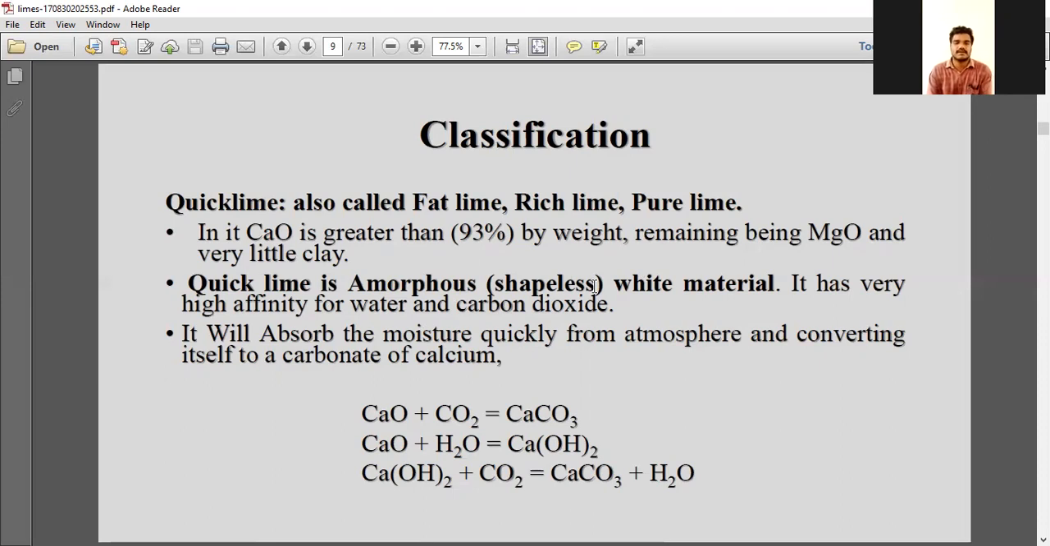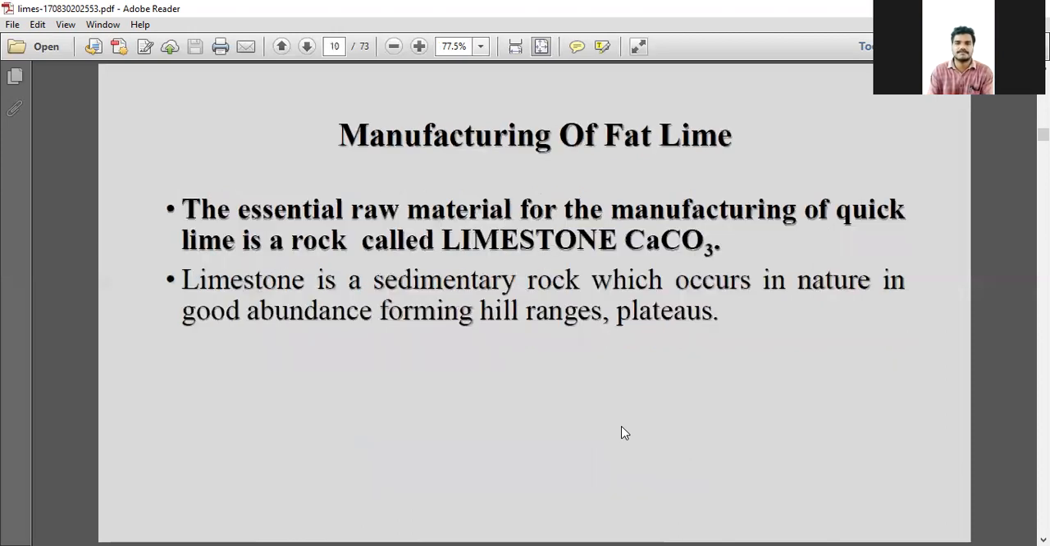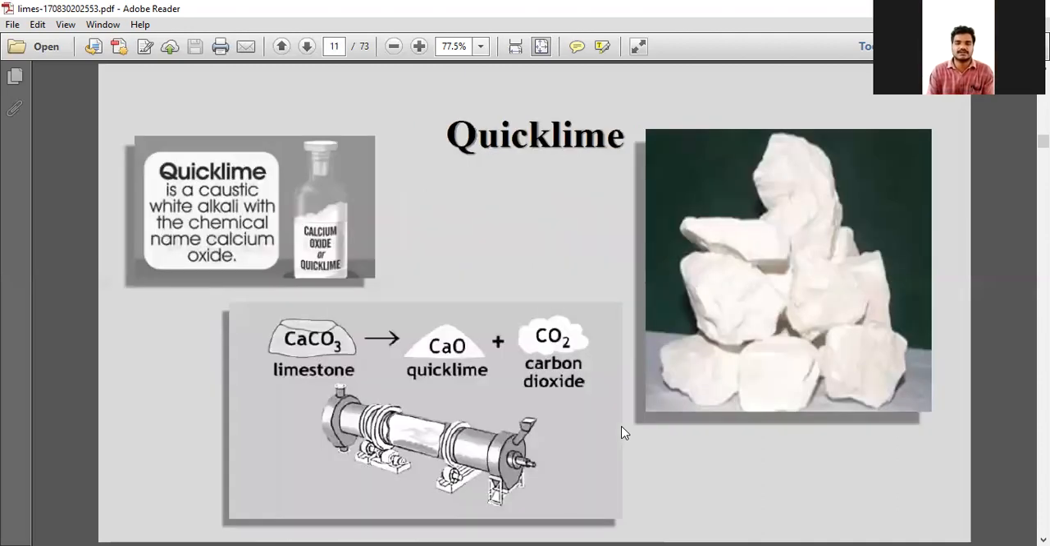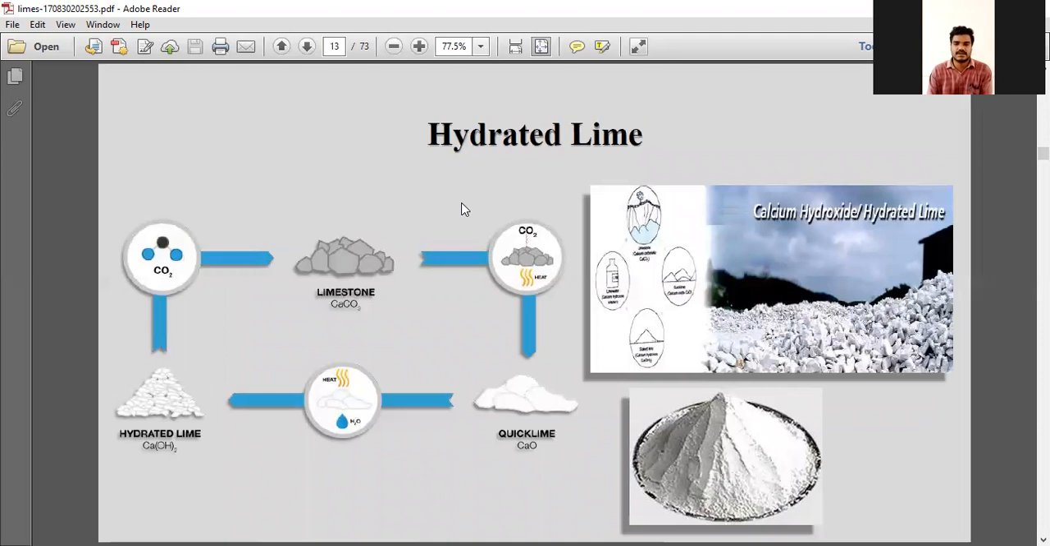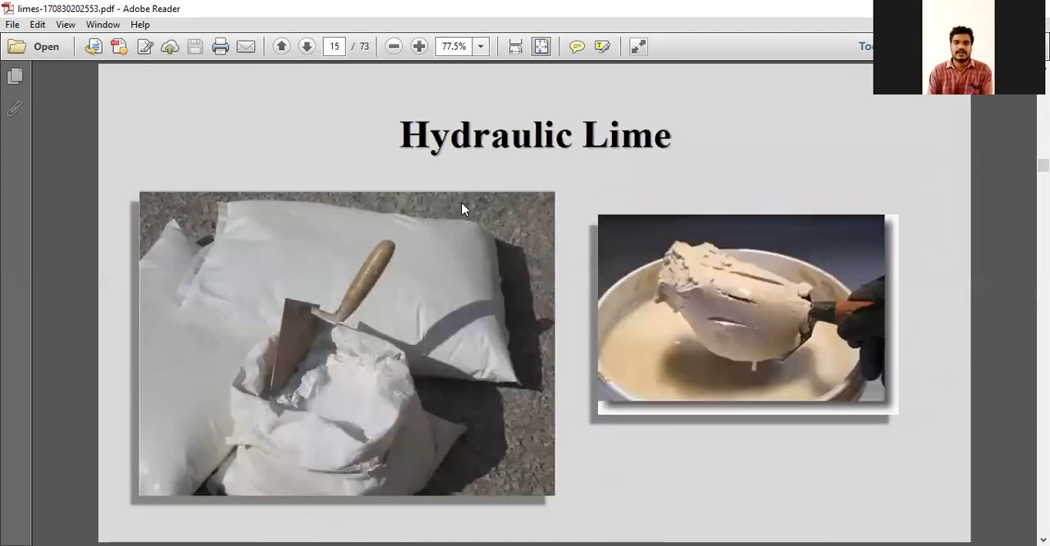Calcium oxide plus carbon dioxide gives calcium carbonate, and calcium oxide plus H2O gives hydrated lime. We already explained this in the previous slide. Manufacturing of fat lime is not in your syllabus. Quicklime appears like this, and limestone becomes quicklime plus carbon dioxide. That is the hydrated lime composition. Hope you got the idea about lime.